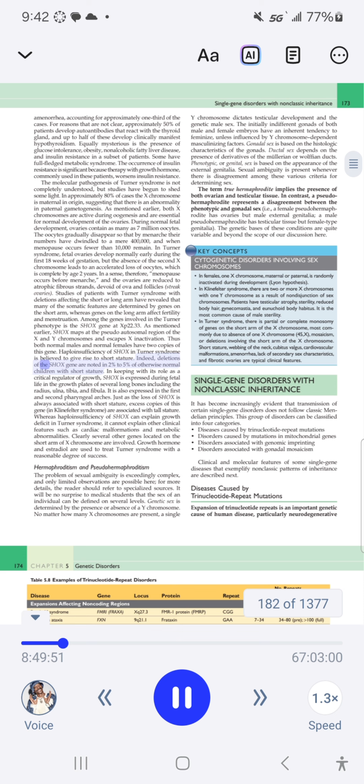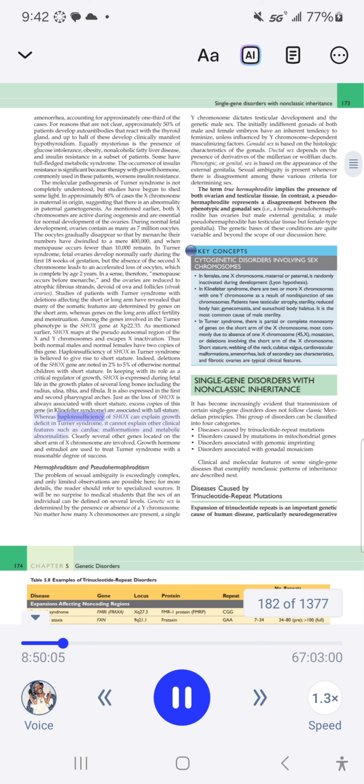Indeed, deletions of the SHOX gene are noted in 2% to 5% of otherwise normal children with short stature. In keeping with its role as a critical regulator of growth, SHOX is expressed during fetal life in the growth plates of several long bones, including the radius, ulna, tibia, and fibula. It is also expressed in the first and second pharyngeal arches. Just as the loss of SHOX is always associated with short stature, excess copies of this gene in Klinefelter syndrome are associated with tall stature.